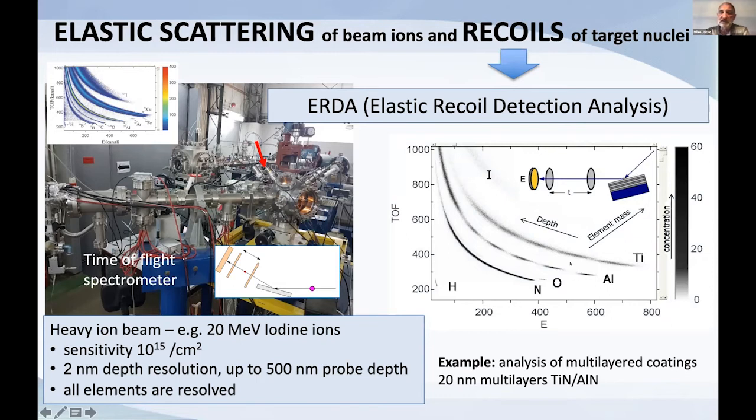You can see islands of aluminum, which correspond to the layers of, let's say, I think about 20 nanometer thickness. So this technique is extremely useful for depth profiling of light elements in heavy matrices.